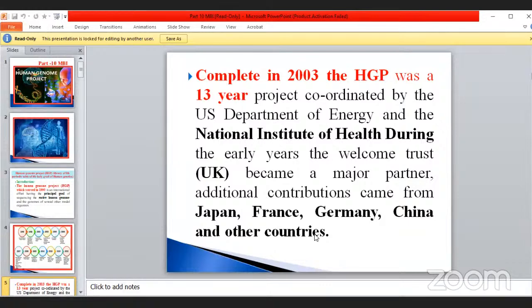What exactly does the human genome contain? What is that? Okay, so that is the process. This is the institute. Which institute? The US Department of Energy and National Institutes of Health. And additional contributions came from Japan, France, Germany, China, and other countries also, who supported this project. In 2003 it was completely finished.